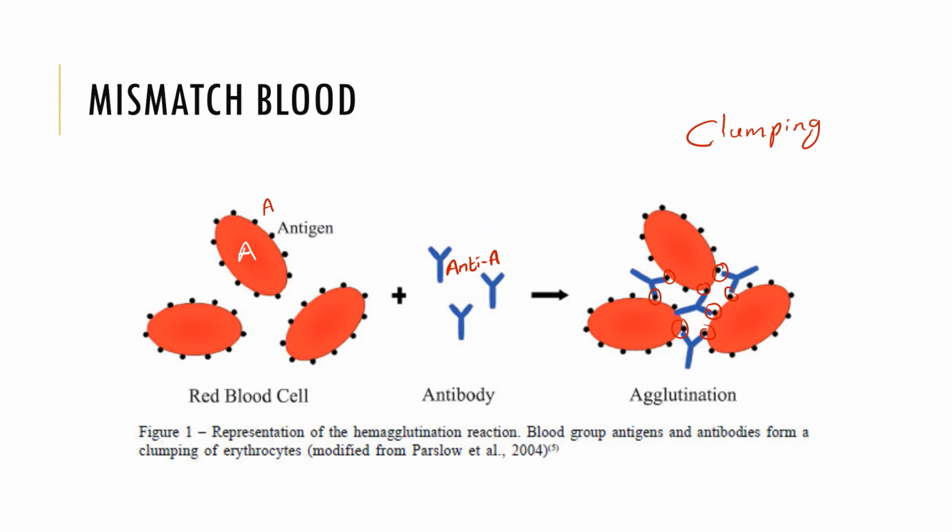Now what will happen if this agglutination takes place inside the blood vessels? Obviously there won't be flow of blood to the different organs and the organs will suffer from lack of oxygen, or hypoxia, and they may also suffer toxicity. So this becomes very dangerous. This is very lethal actually, and that's why mismatch of blood has to be prevented.